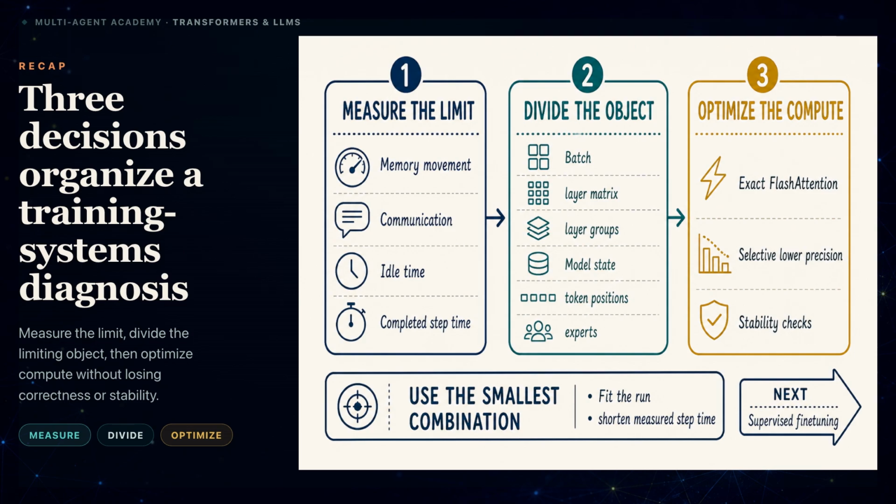FlashAttention keeps exact attention while moving less data, and lower precision needs hardware support plus stability checks. Parallel methods can be combined, but every added dimension introduces communication and scheduling cost. Begin with the smallest combination that fits the model and shortens measured step time.